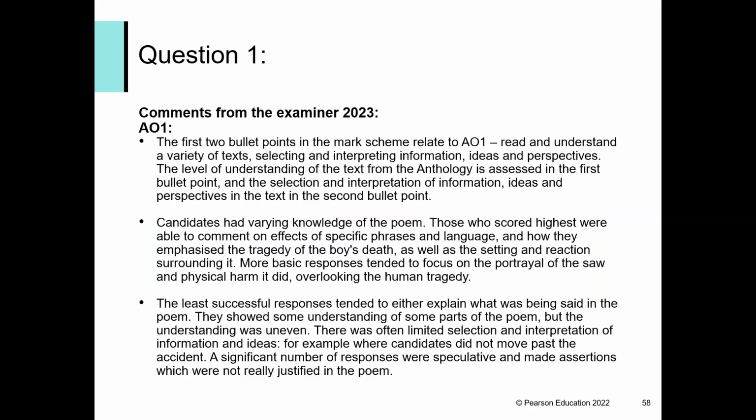So we've got some feedback here on both AO1 and AO2 on separate slides. The examiner said that for AO1, the first 2 bullet points in the mark scheme relate to AO1, and this is, I have to say, for the June 2023 paper, it will be slightly different for the June 2024 paper, so we just need to keep that in mind. Selecting and interpreting information, ideas and perspectives. The level of understanding of the text from the anthology is assessed in the first bullet point, and the selection and interpretation of information, ideas and perspectives in the text in the second bullet point.